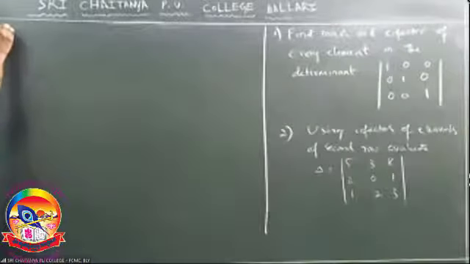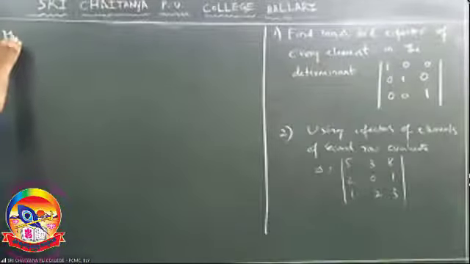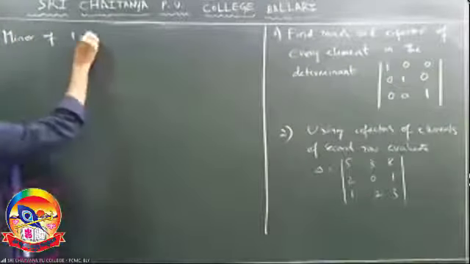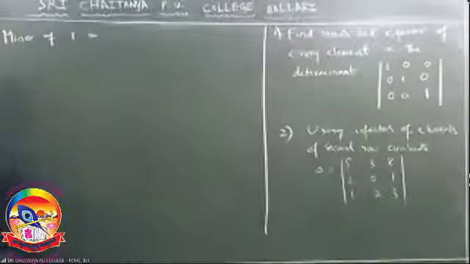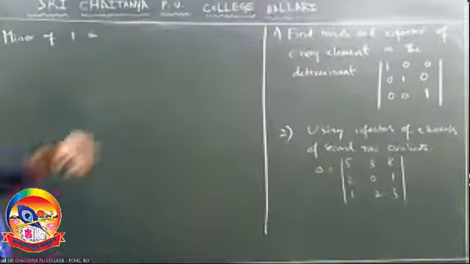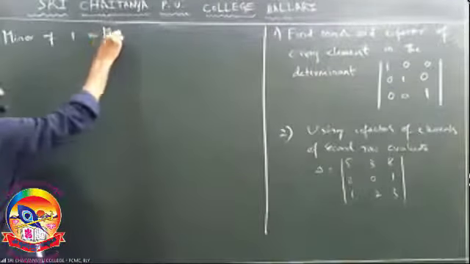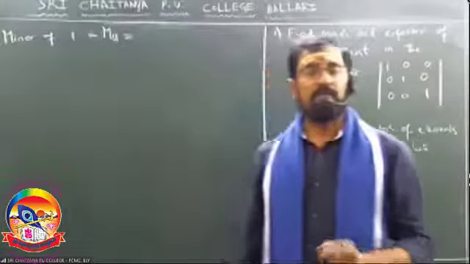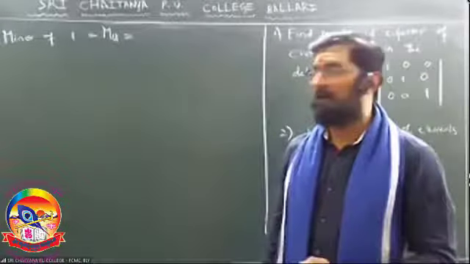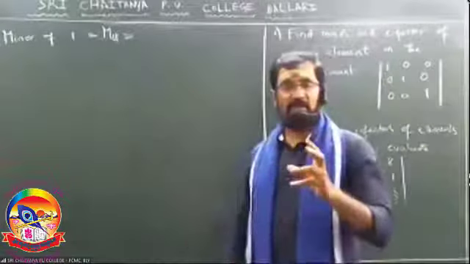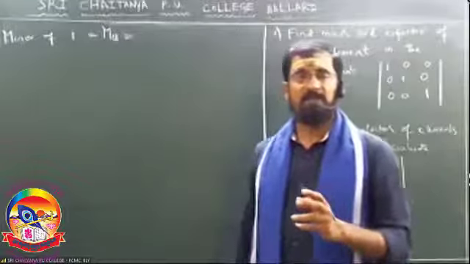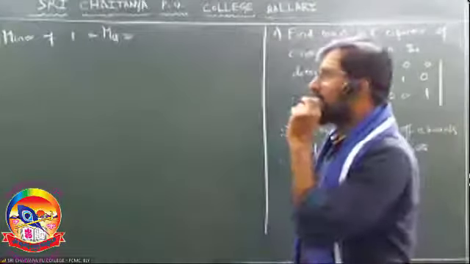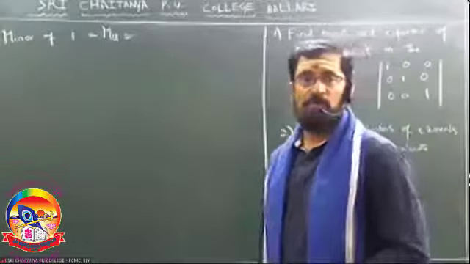first of all, let me go through the minor concept. Minor of that first element 1 is equal to M11. Why am I writing M11 and all those things? Because here you are having the same type of entries, 1 and 0, so it is better to mention M11, M22 like that.